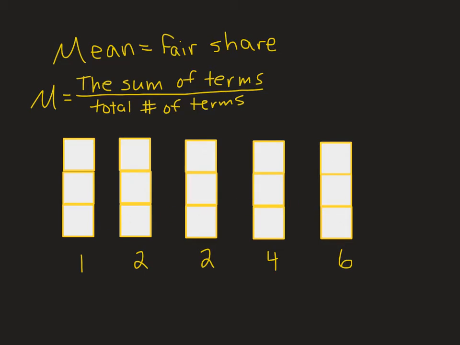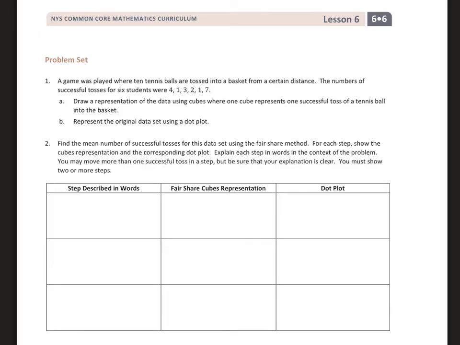So now let's just prove that mathematically by adding these all together. 1 plus 2 is 3, 2 plus 4 is 6, and then you've got your 6. And when you add those together, you're going to get 15. And we're going to take that 15 and divide it by 5, because there's 5 groups, and that gives us a mean of 3. So it works. So let's just jump into the problem set.